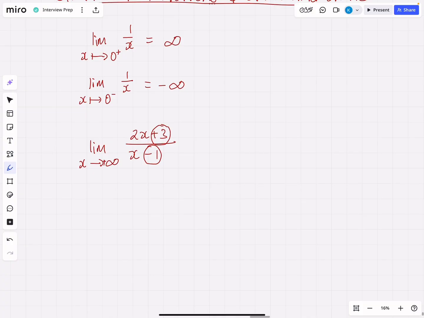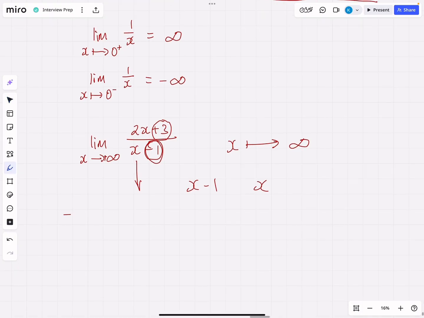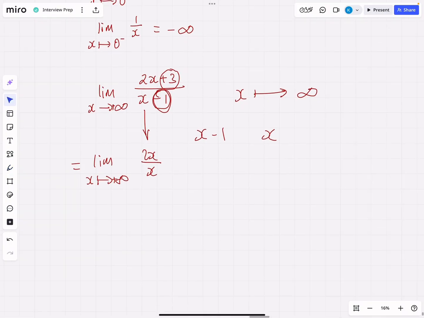What do I mean by this? Well, when x gets very, very large, this minus 1, essentially the percentage difference between x minus 1 and x when x is very, very large, essentially tends to 0, right? The percentage difference is so incredibly small that they're practically the same thing. So in our limit, in our approximation, we would say that this limit is actually equal to the limit as x tends to positive infinity of 2x over x. And so this limit is equal to 2.